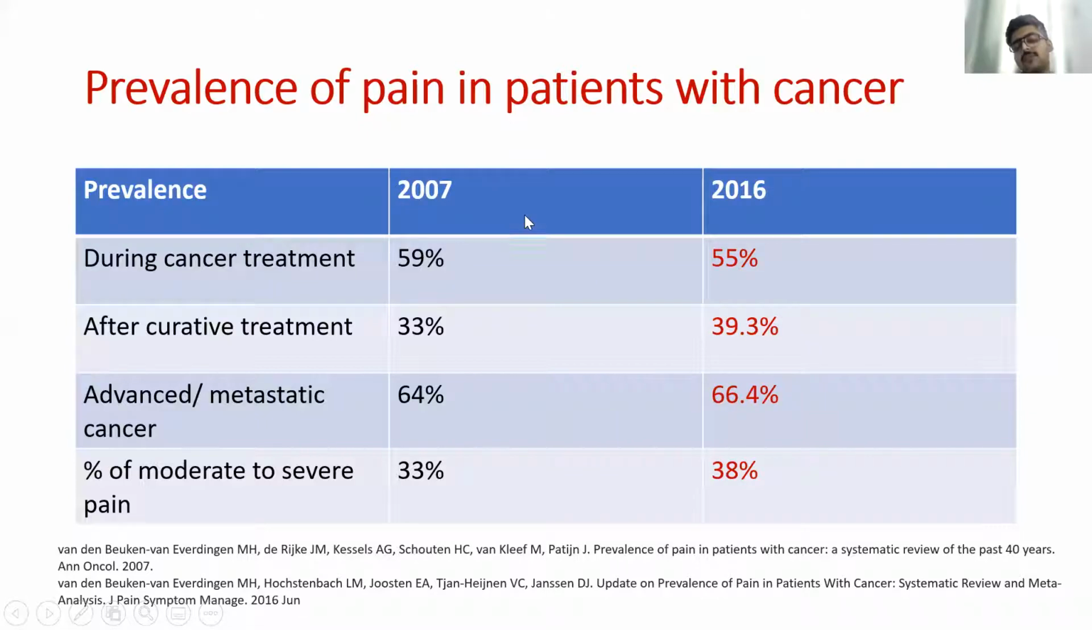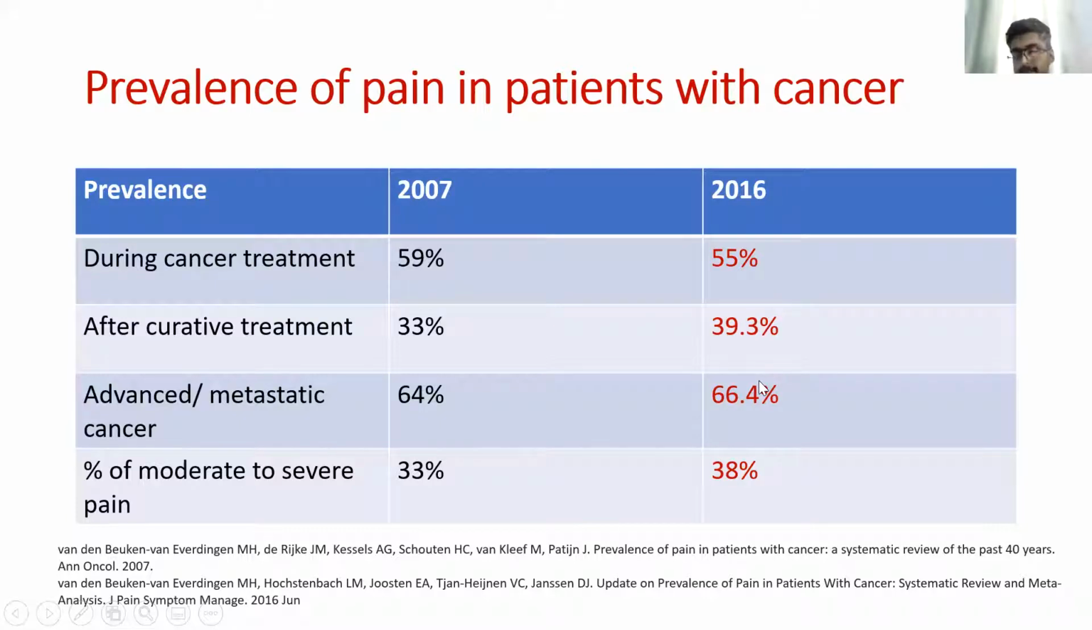You can see that from 2007 to 2016, we have gone leaps and bounds in the way we treat cancer. We have had a lot of new drugs, targeted therapy, immunotherapy. We have increased survival, decreased all sorts of things. But you just see that the incidence of pain has only gone up in various stages of the disease. Even after curative treatment, the pain has gone up.